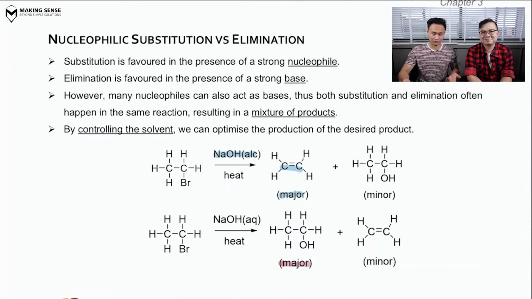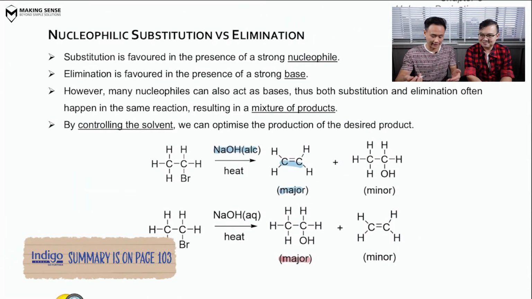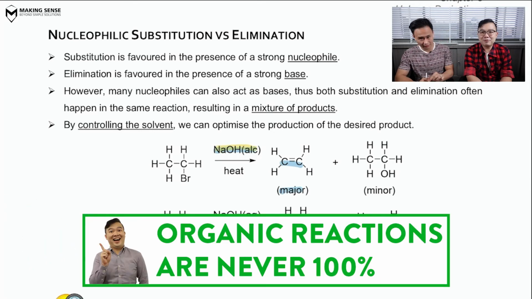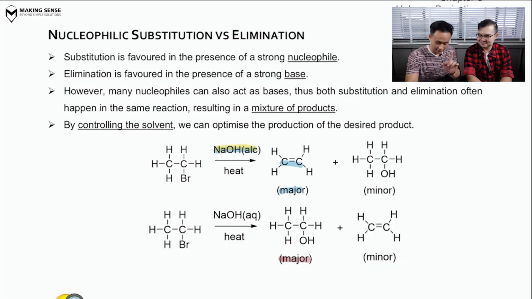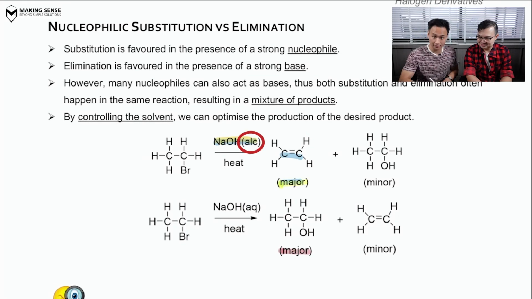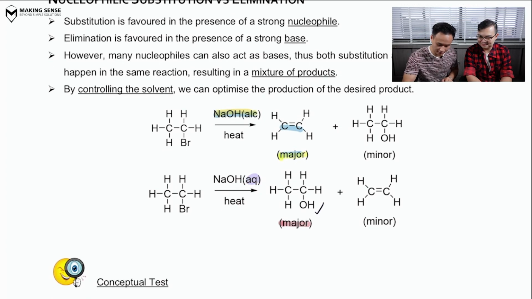Yeah, so we have quite a nice summary here. So if I use alcoholic NaOH, Mr. Leong, can I say that I get 100% alkenes? Unfortunately, organic reactions are never 100%. So your alkene will be the major product, but if you use aqueous NaOH, water, as your solvent, you realize that you get a nucleophilic substituted product as the major. Okay? And that's it.